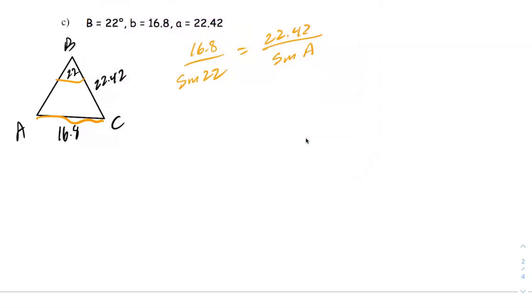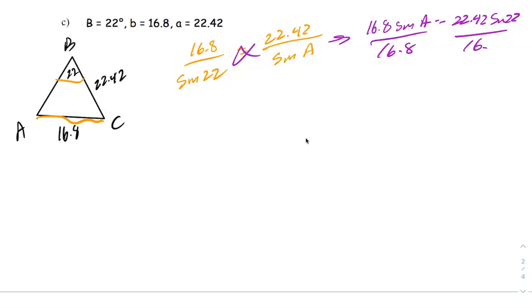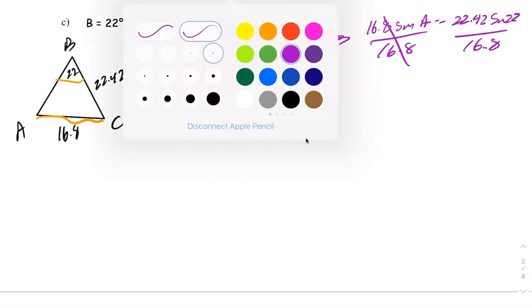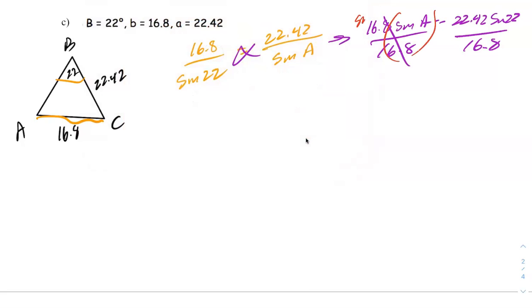We'll cross multiply. And I get 16.8 sine of A equals 22.42 sine of 22. Divided by 16.8, cancels out. Let's do arcsine, sine inverse. When you put that into your calculator, I'm going to save a little space, not showing you. You get 29.99. Let's just call it 30 for ease. So 30 degrees. So the first angle I found here was 30 degrees.